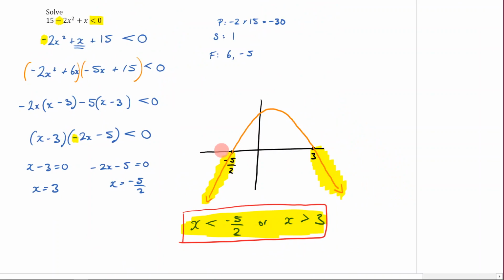Hopefully that made sense on how to approach that question. This was just the added step of factorizing it as well. Perfect.